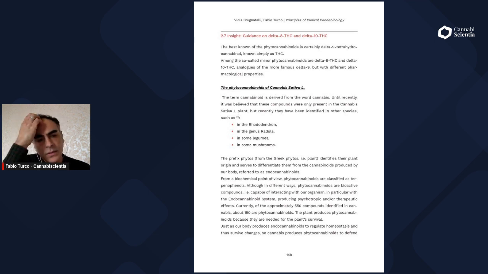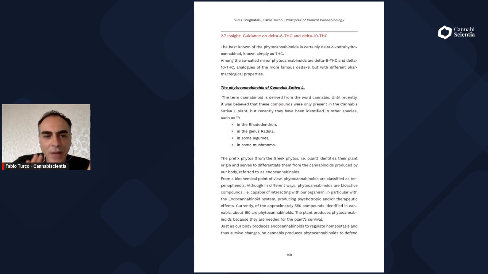In this paragraph, we will analyze the chemical structure of these three compounds, and we will see the differences between these three compounds, collectively referred to as isomers. We will see what isomers means, and then we will analyze the pharmacological and biological properties of these two substances. We will also explore the clinical studies in these fields. So let's start with the phytocannabinoids of Cannabis sativa. The term cannabinoid is derived from the word cannabis.